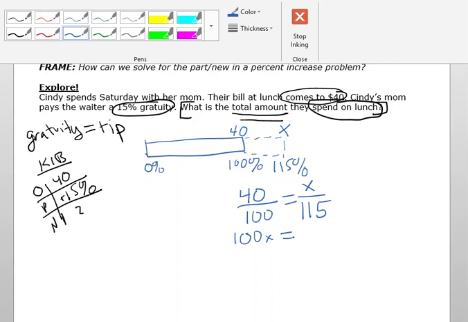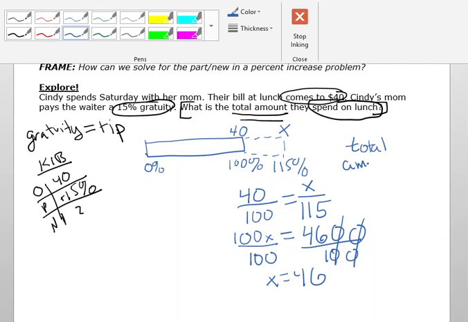All right. So I'm left with 100X is equal to, and then I'm going to do 40 times 115, which will give me 4,600. Okay. And I'm going to divide both sides by 100. Cross this out. And I'm left with X is equal to 46. So the total amount is $46. That's how much we spent on lunch.